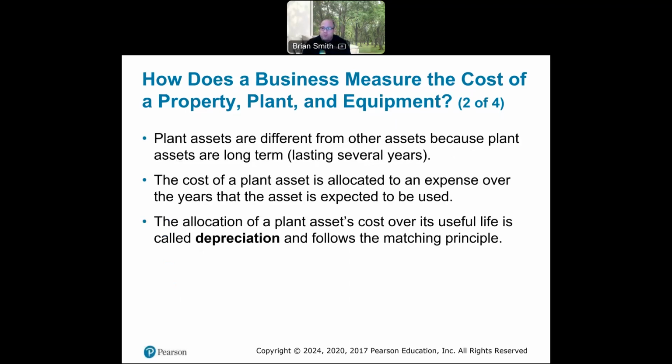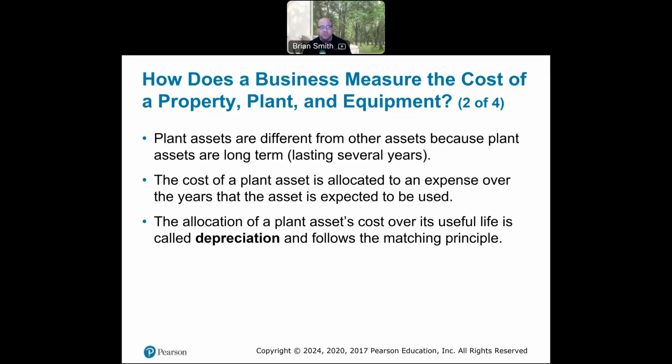Depreciation follows the matching principle. Remember, when we buy an asset, we have to expense it as we use it. Since an asset like a vehicle or equipment hopefully lasts us longer than a year, we have to break up its cost over that useful life. So we can't just expense the full amount that we paid for those things in the year we bought it. We have to break it up.